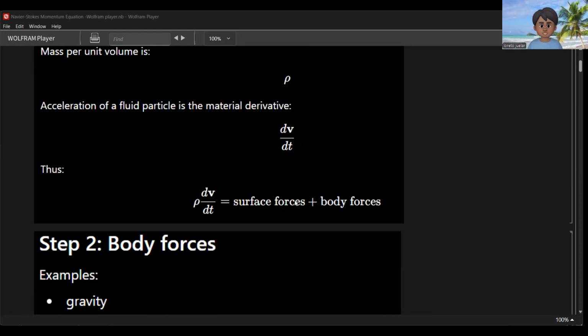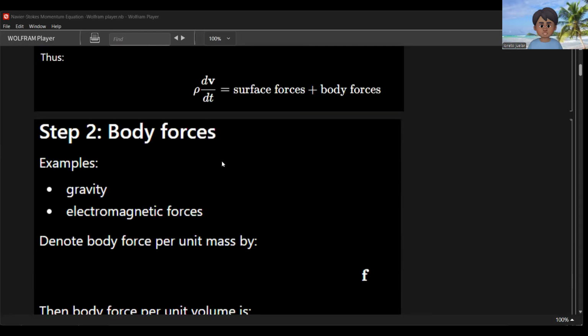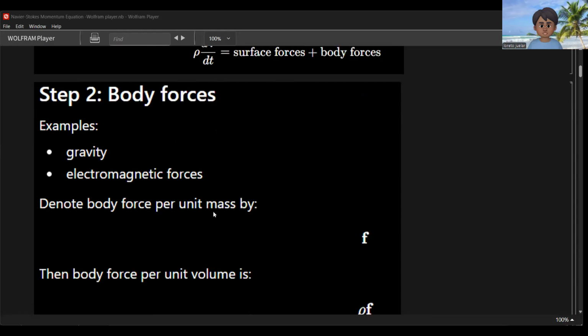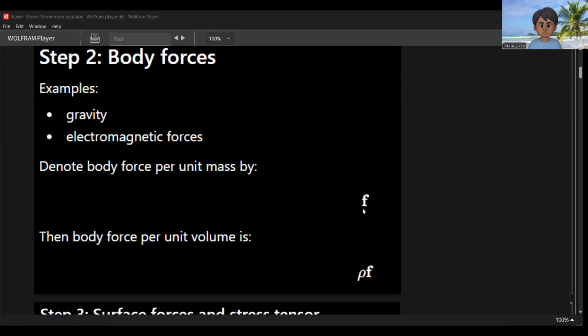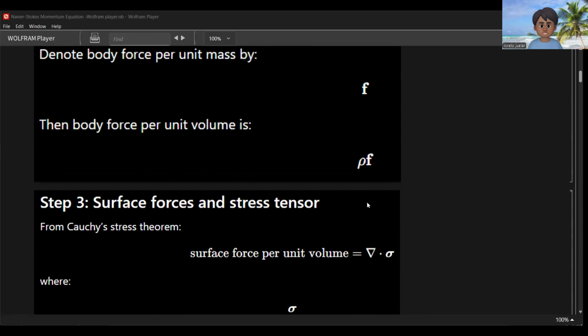Equal to the surface forces plus the body forces. We have the body forces here. Examples of body forces are gravity and electromagnetic force. So denote the body force per unit mass by F. Then body force per unit volume is rho times F.